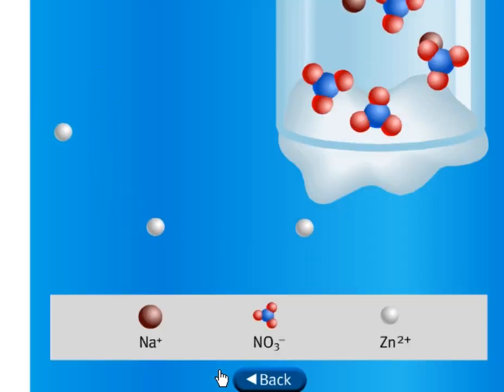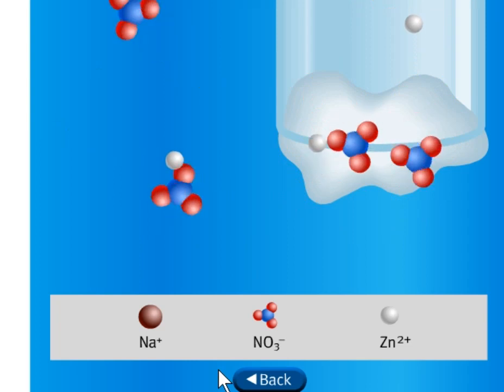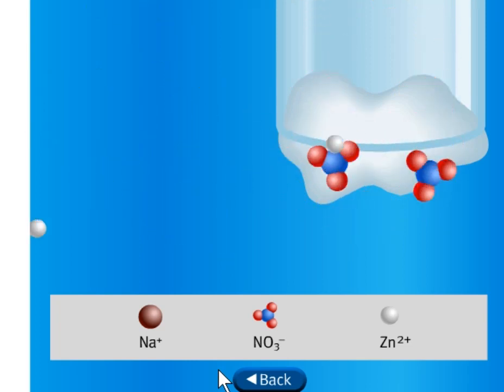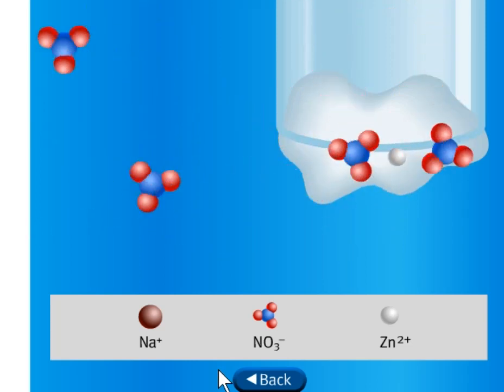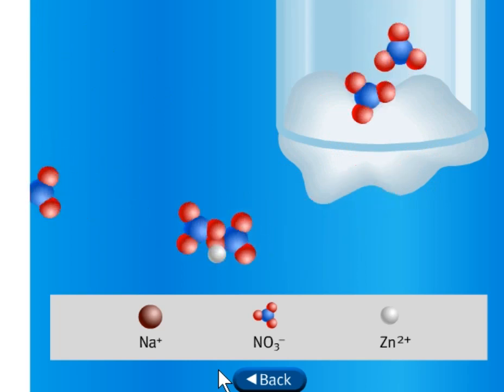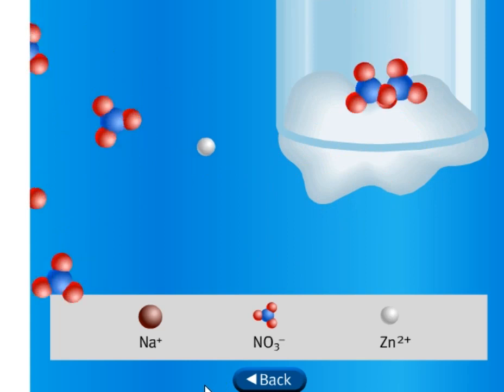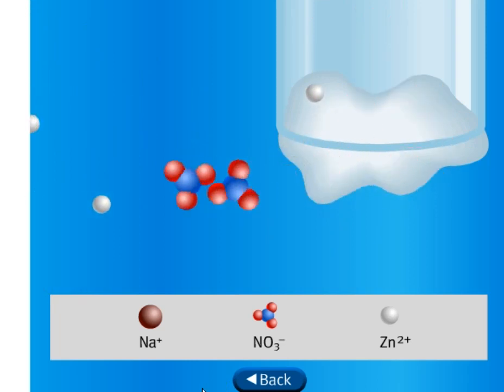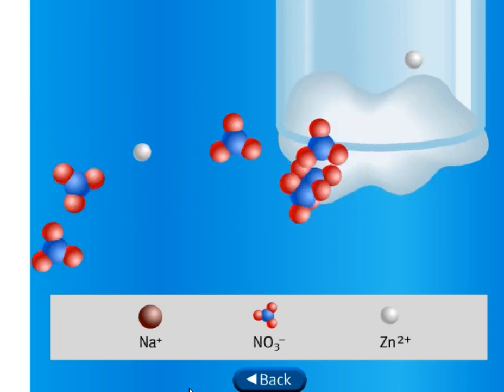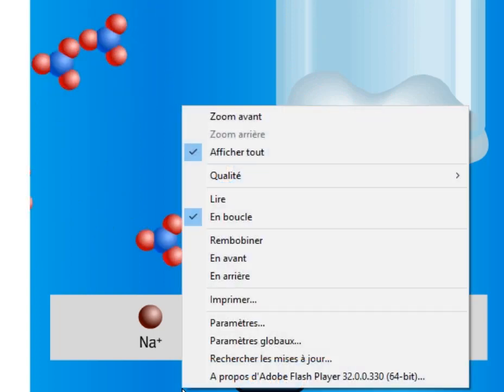The salt bridge contains sodium nitrate, which exists as sodium ions and nitrate ions in solution. As the zinc electrode is oxidized to zinc 2+, a positive charge builds in the solution due to the zinc 2+ ions. If this positive charge were not counterbalanced, the galvanic cell would cease to function in a short period of time.